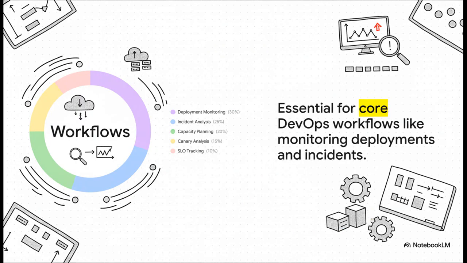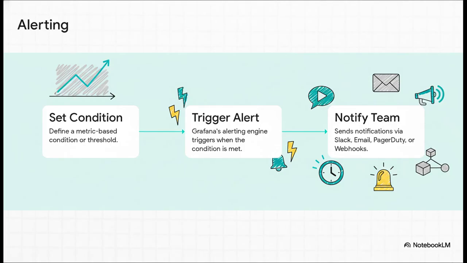So what are the biggest use cases out there? You can see it's all about the bread and butter of DevOps work. Things like monitoring your deployments, digging into incidents when they happen, planning for future capacity needs, and even tracking your SLOs. Look, nobody can stare at dashboards 24/7. That's just not realistic. And that's exactly why Grafana has a powerful alerting engine built right in. It's super simple. You just set a condition, like, let me know if the error rate goes above 5%. And if that happens, Grafana will ping you on Slack, PagerDuty, email, wherever your team lives.